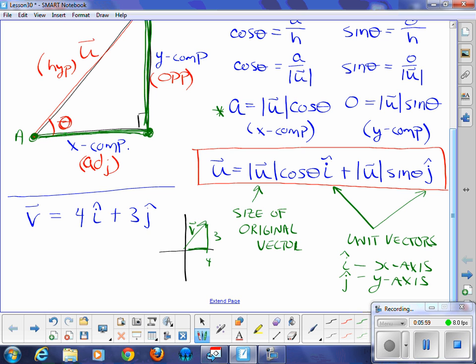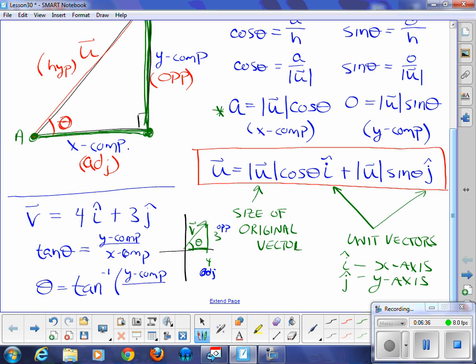If I want to find that angle theta, again from SOHCAHTOA, I know that I have my opposite value and my adjacent value, so I can find that angle. That means angle theta comes from using the tan trig ratio. So tan theta would equal your y component over the x component. So it ends up being theta equals the tan inverse of the y component over the x component.